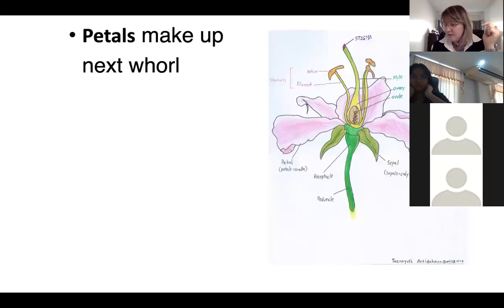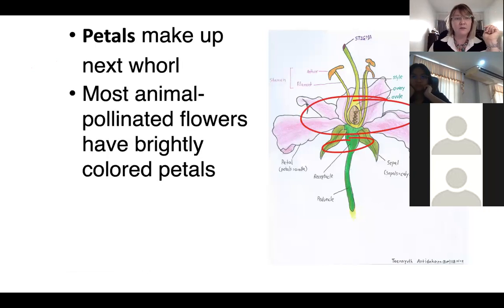The next ring are the petals. If the plants are animal pollinated, the petals will most likely be very brightly colored.